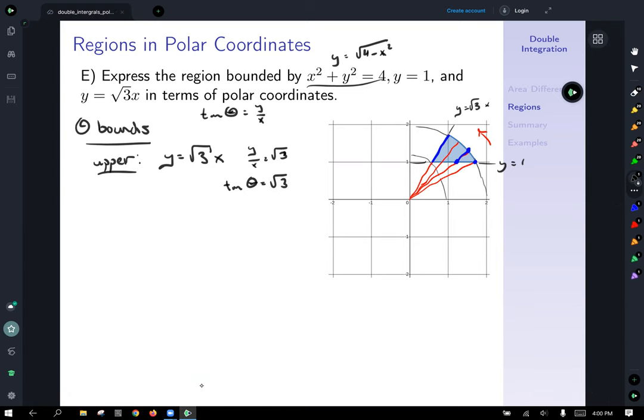These videos are long enough, so I'm not going to get into the details of pre-calc as to why this is true, but tangent of theta equals root 3 is related to the angle of pi over 3. And if we look at that picture, sure enough, that sure looks like pi over 3 there. Oops, let's see if we can do better. Okay, so there's the upper bound for theta. Let's see if we can find the lower bound.